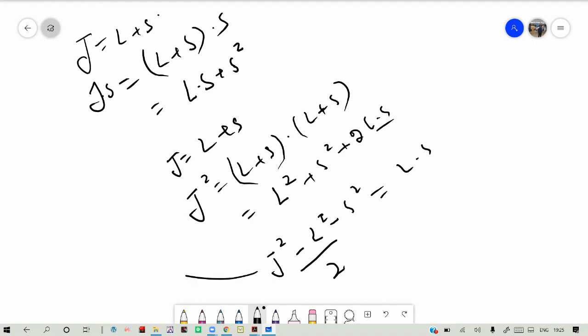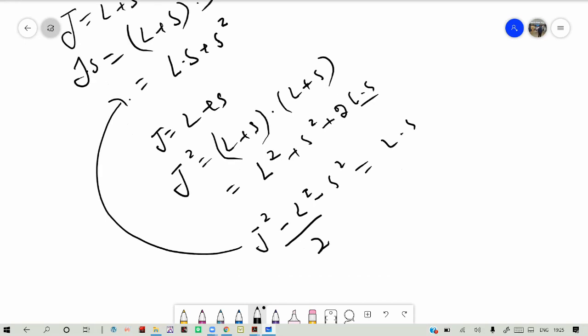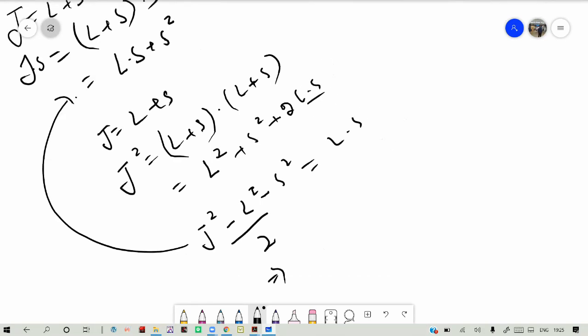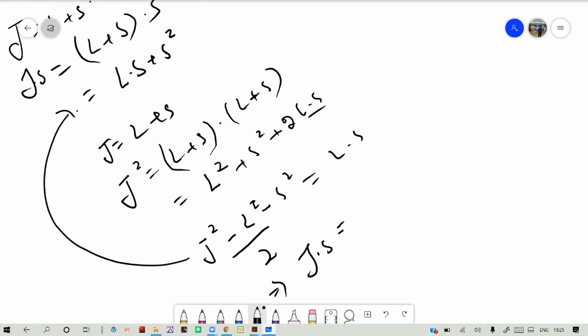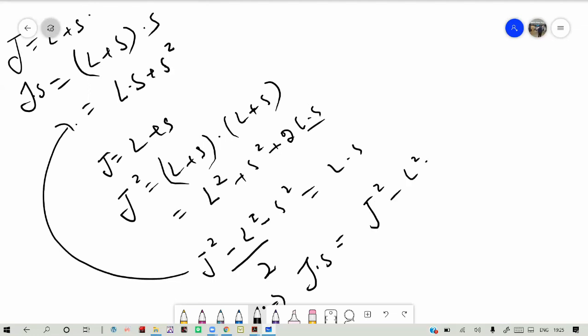So put it here, J dot S. So it gives J dot S is equal to L dot S plus S squared, so it is J squared minus L squared minus S squared divided by 2, plus S squared, in this term.